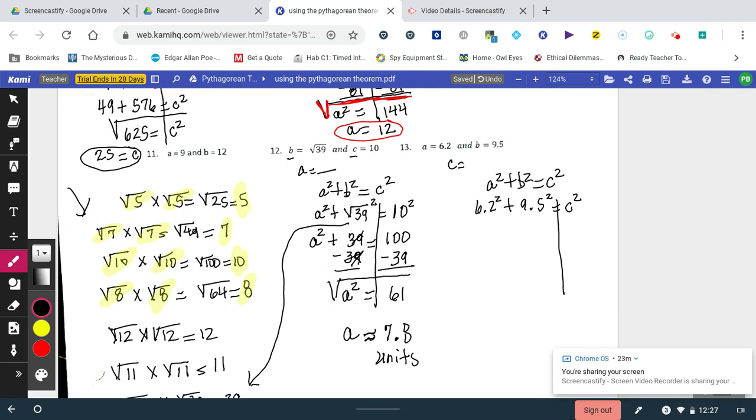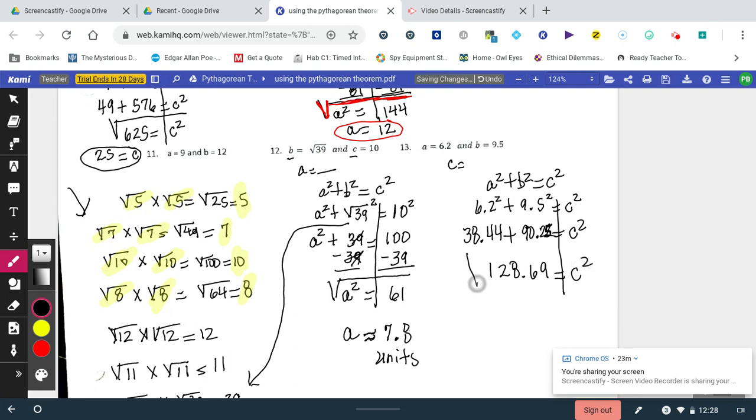So you take 6 2/10 and multiply it by itself. You get 38 44/100. If you take 9 5/10 and multiply by itself, you end up with 90 25/100. So when you add those two together, you get 128 69/100. Now you don't want C squared, you only want C.